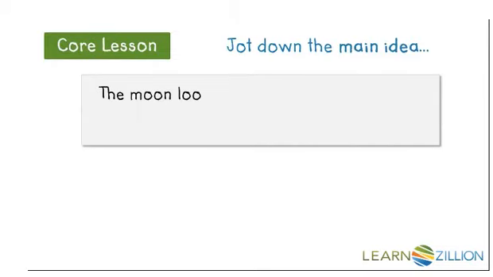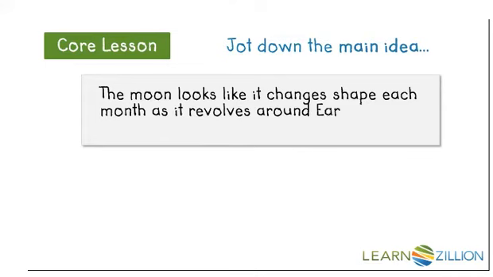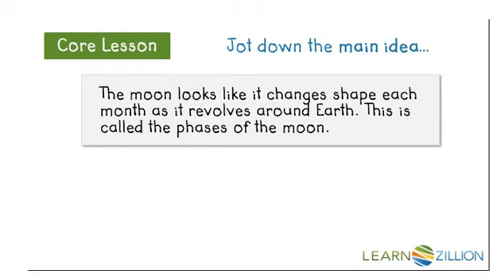I think the main idea of this section is this. The moon looks like it changes shape each month as it revolves around Earth. This is called the phases of the moon. A common mistake readers make is trying to tell all of the key details in their main idea. Remember, the main idea is what this section is mostly about.